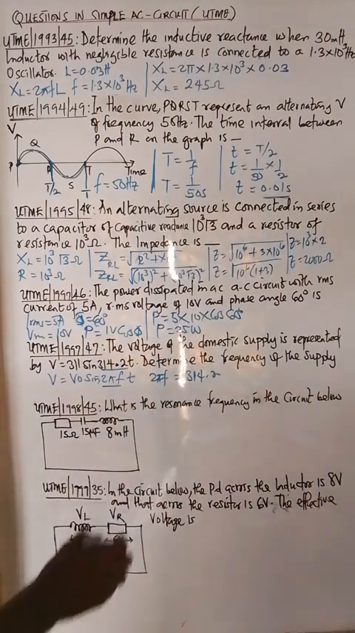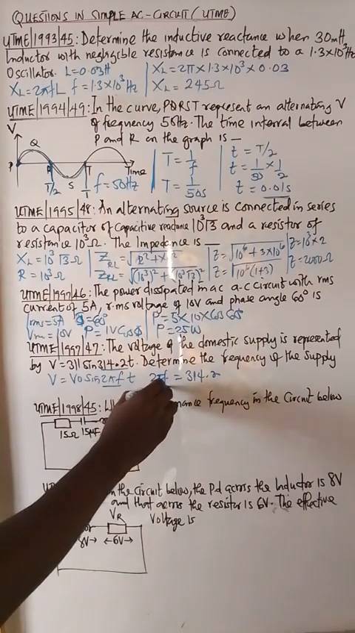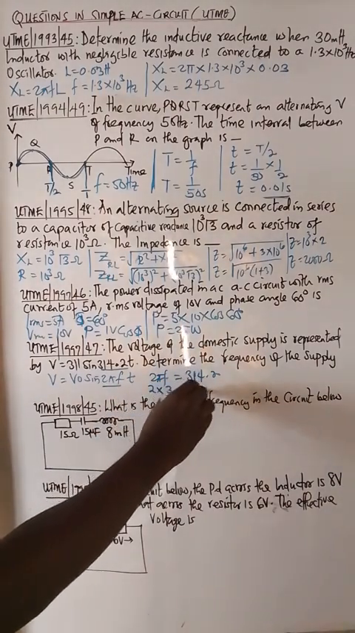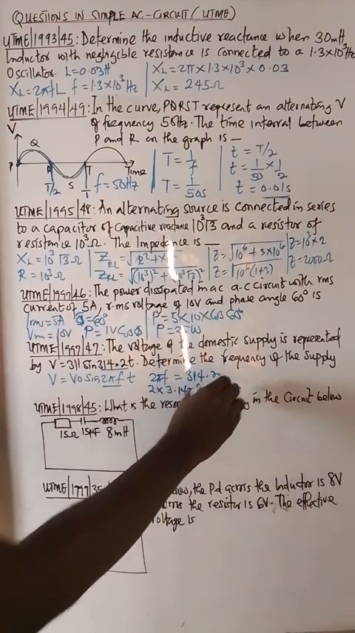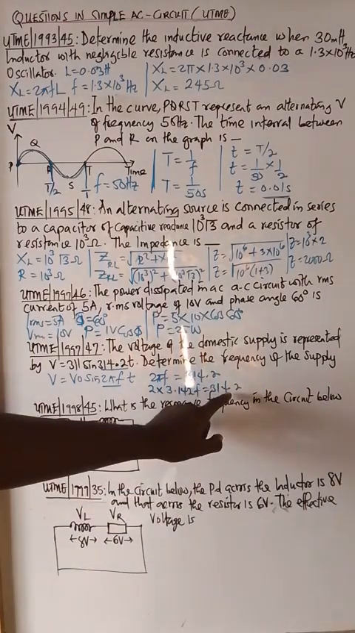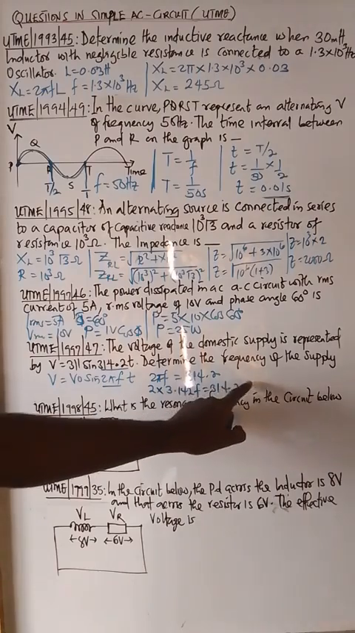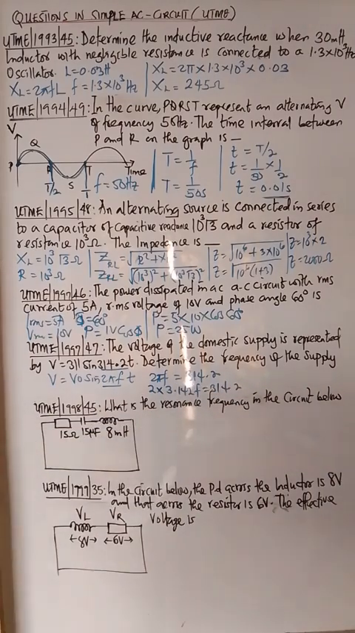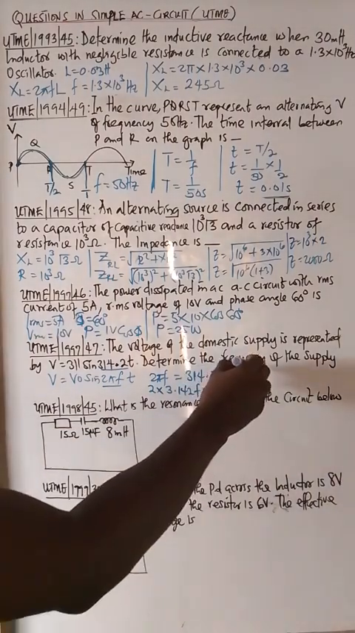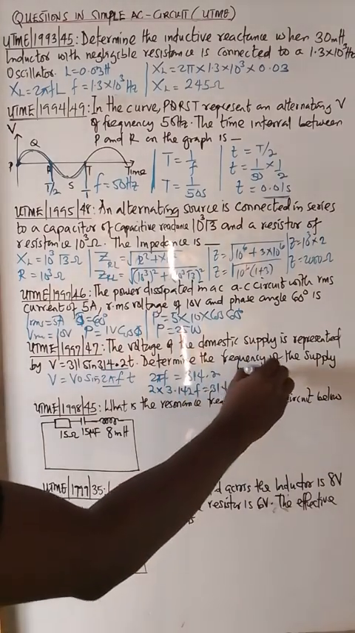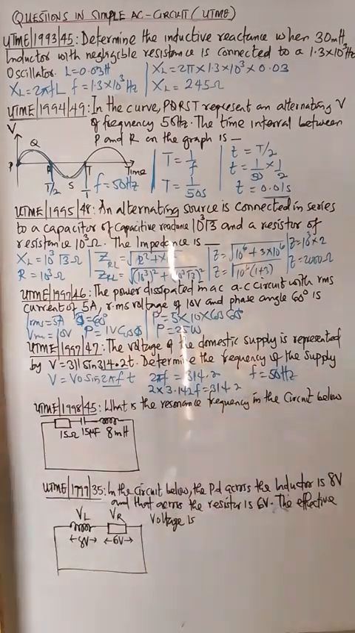314.2. So this is 2 times π, which is 3.142, times f equals 314.2. If you divide both sides by 2 times 3.142, at the end you get frequency equals 50 Hz. Do it out by yourself.